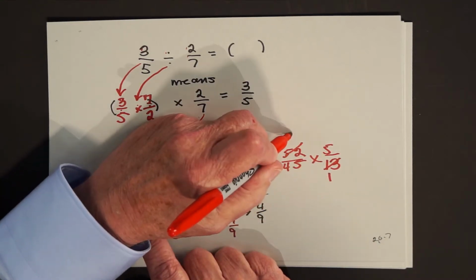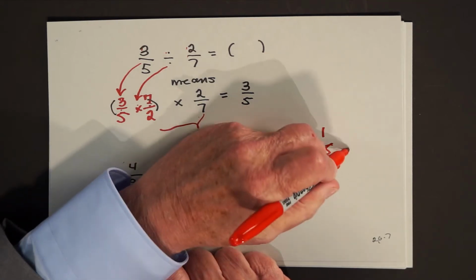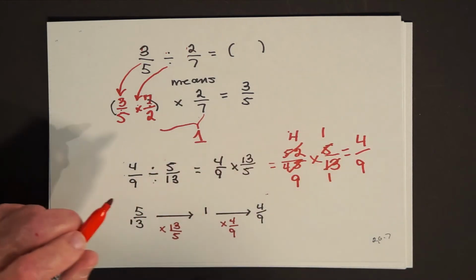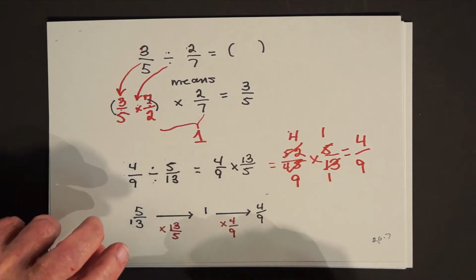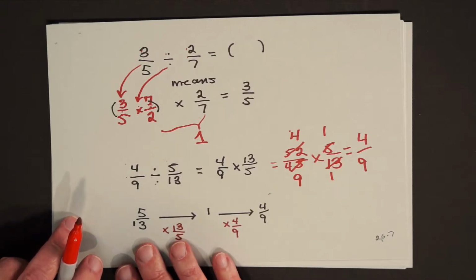13 goes into 52 4 times. 5 goes into 45 9 times. 4 times 1 is 4. 9 times 1 is 9. And it works. And you see, I'm not going to take the time to do this, but if you inverted both of them, which is certainly permissible, it just won't be the right answer. If you inverted the left-hand number and left the right-hand one alone, again you could do that, it just wouldn't be the right answer. Let's see what the logic was here.